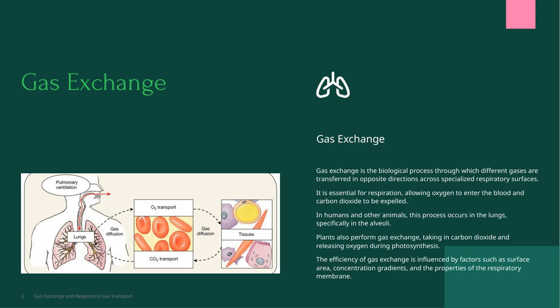Let's talk about gas exchange and how it works in living organisms. Gas exchange is the biological process where different gases move in opposite directions across specialized respiratory surfaces. It's absolutely essential for respiration because it allows oxygen to enter the bloodstream and carbon dioxide to be expelled from the body. In humans and many other animals, this process takes place in the lungs, specifically in tiny structures called alveoli. These alveoli provide a large surface area, making gas exchange more efficient.